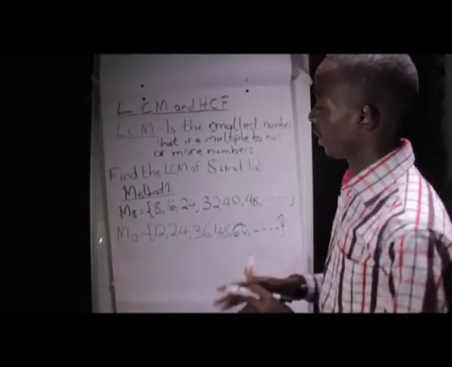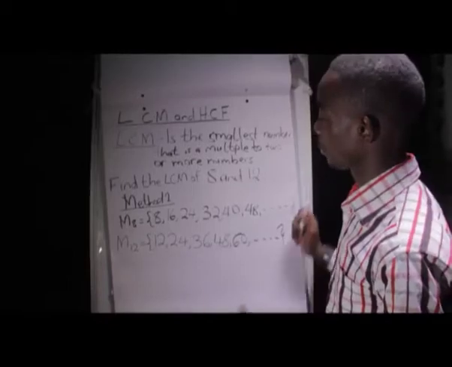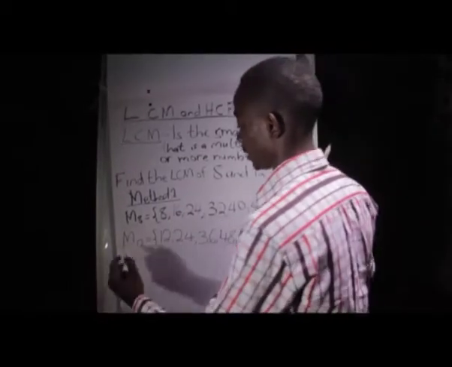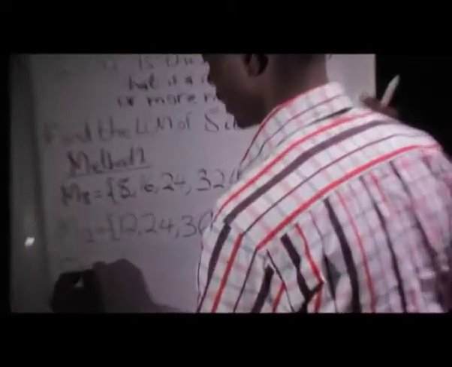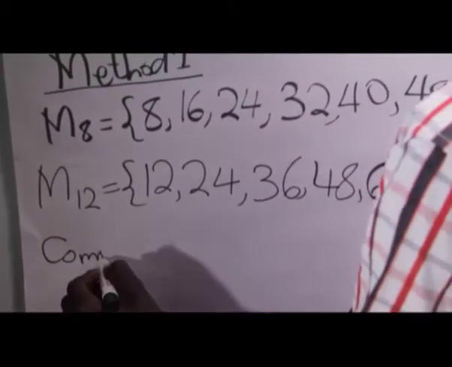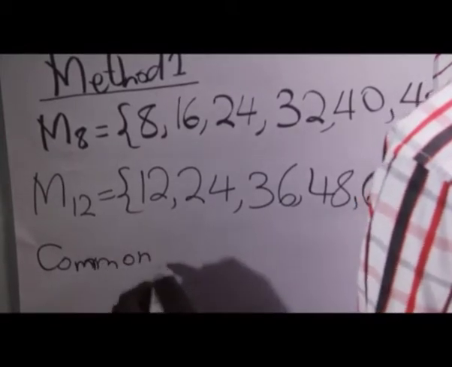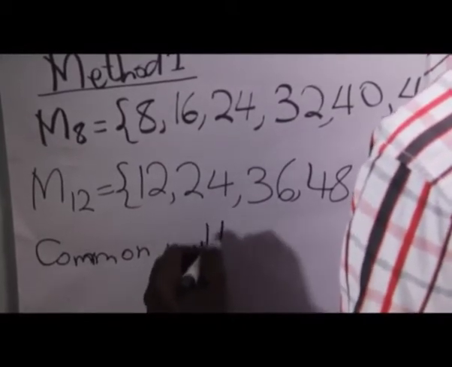So after identifying the multiples of 8 and the multiples of 12, the next step is to identify the common multiples. In other words, the multiples which are in this set and they are also in this set.